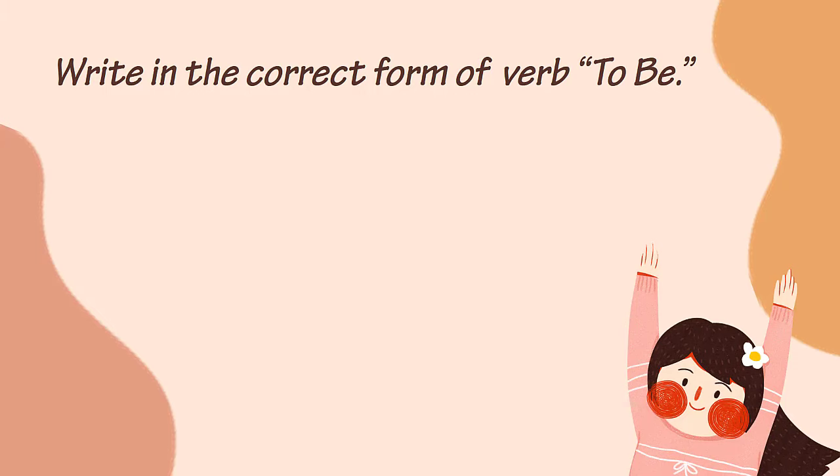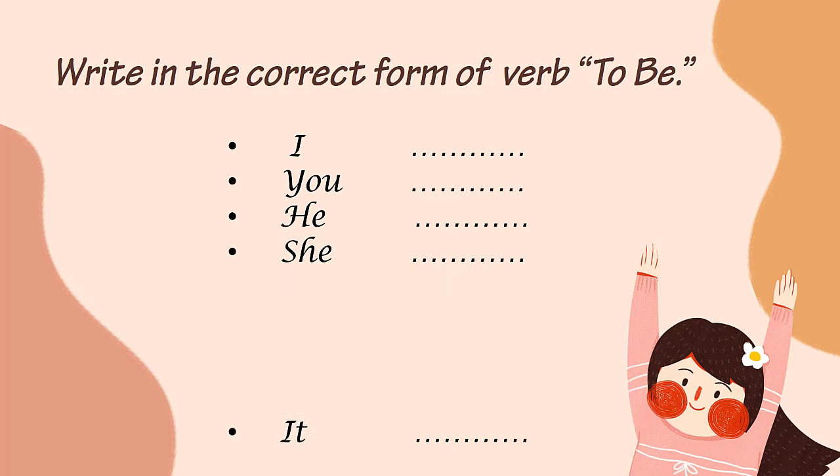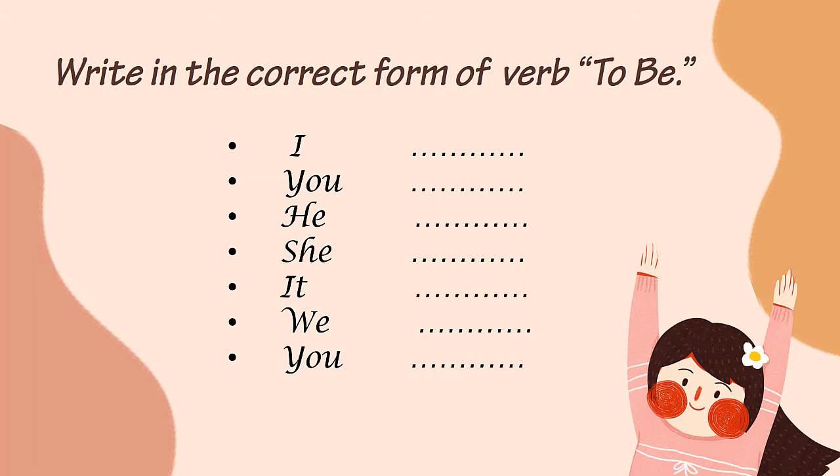Now, on your own, please test yourself. Write in the correct forms of the verb to be. I, you, he, she, it, we, you, they.